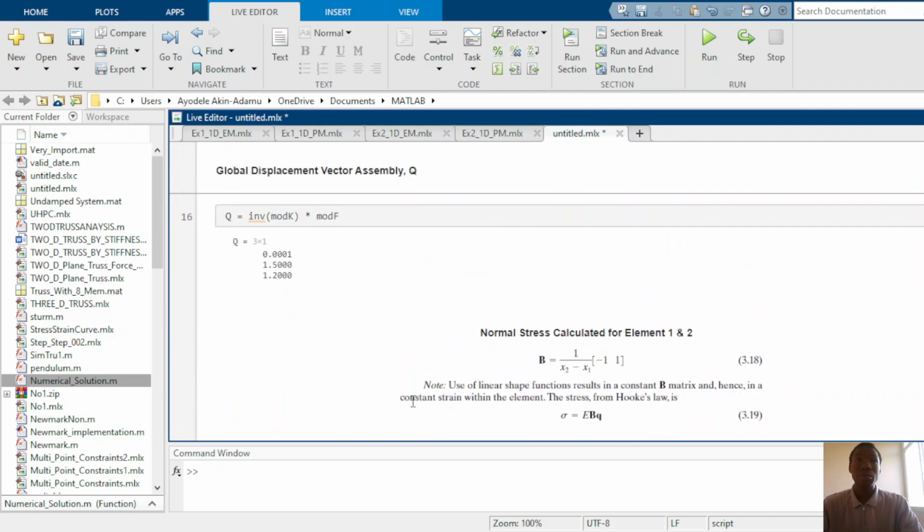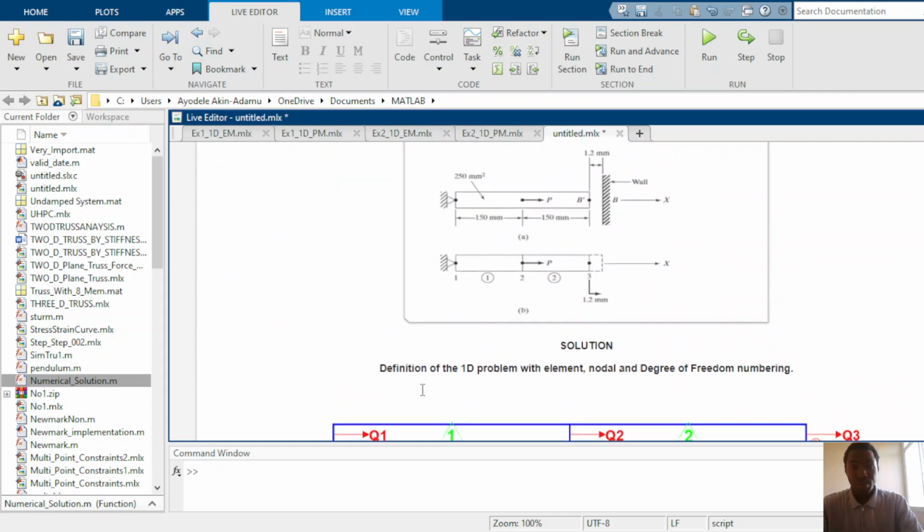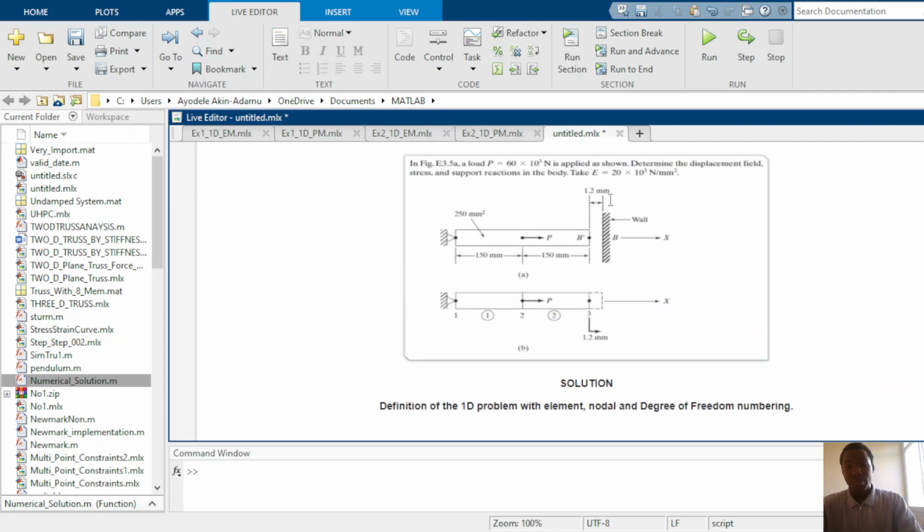This is how we use the finite element procedure to solve a problem with a gap in a one-dimensional structural problem. In my next lesson, I'm going to explain how we model and solve this problem in the Ansys working environment.